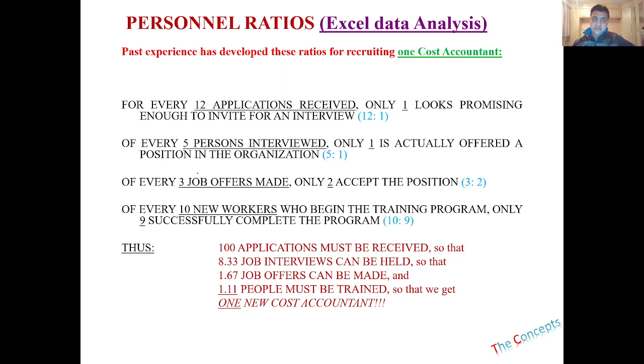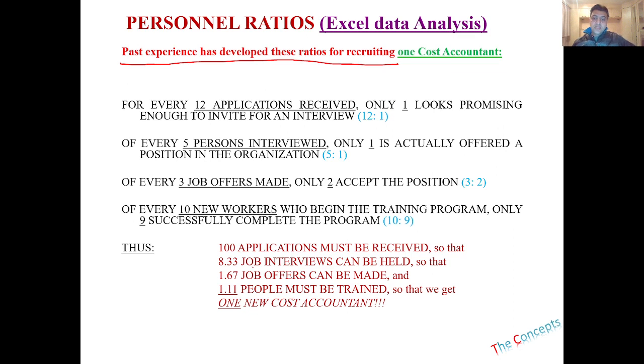In HR, personnel ratios can be used when you are predicting how many candidates should be recruited in order to fill one job or a number of jobs. So what we do is get some data from our trend analysis, which means the past experience that we have developed based on our recruitment.